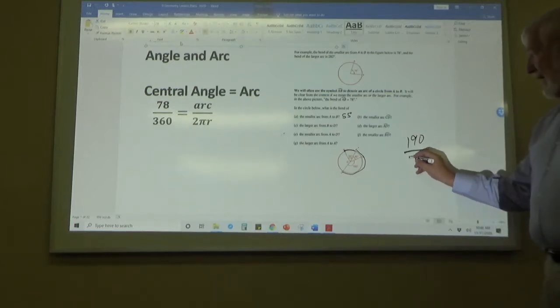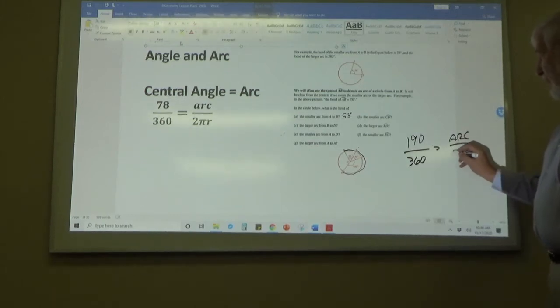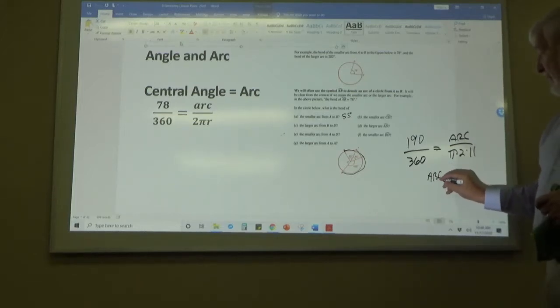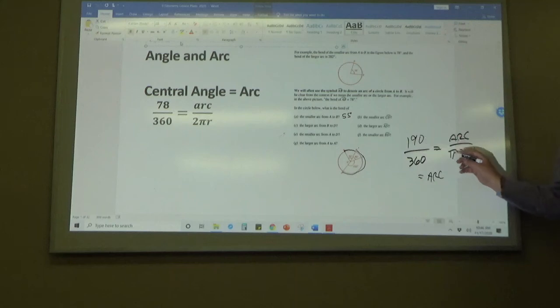But again, 180 is to 360 as the arc is to pi times 2 times the radius, and let's say the radius of this one is 11. So you get 69.115. So now we'll take 180 times pi times 22 divided by 360. And what is it? So the arc, 36.477. You ready? 190 times pi times 22 divided by 360.